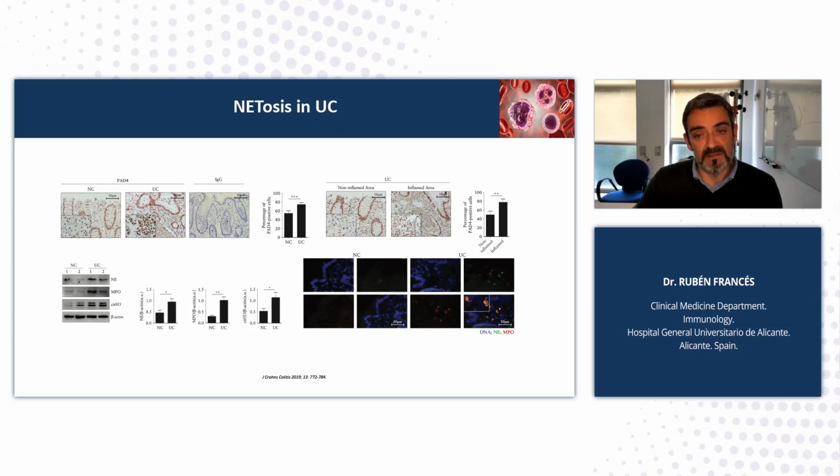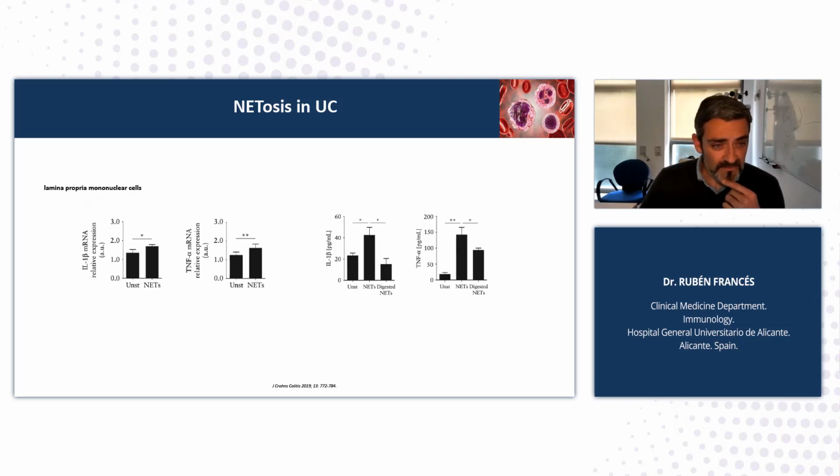And also through this immunofluorescence experiment, you can see here how two net products, elastase and myeloperoxidase, colocalize in the colonic mucosa of UC patients, demonstrating the presence of these nets in samples from patients. This is another example. In this case, mononuclear cells isolated from lamina propria were put in culture, either unstimulated or stimulated with nets for 24 hours. And as you can see here, stimulation with nets induced an increment in the transcriptional expression of pro-inflammatory cytokines IL-1 beta and TNF-alpha. And this experiment was also controlled with digested nets that were not able to induce this transcriptional activation of the inflammatory response.